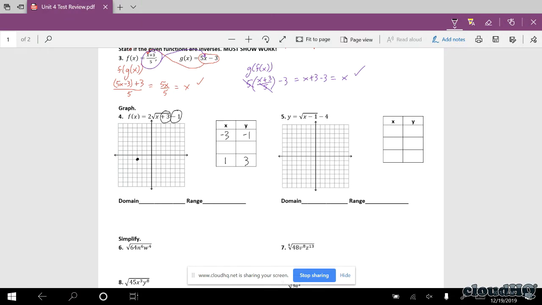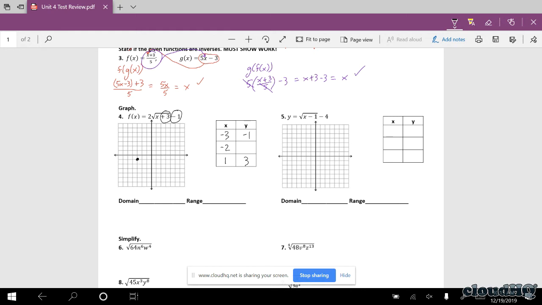What other number between -3 and 1 would be a nice one to plug in? -1 plus 3 would be 2. Square root of 2 doesn't work out nicely, but we're getting close. 0 plus 3 is 3. Square root of 3 doesn't work out nicely. How about a -2?